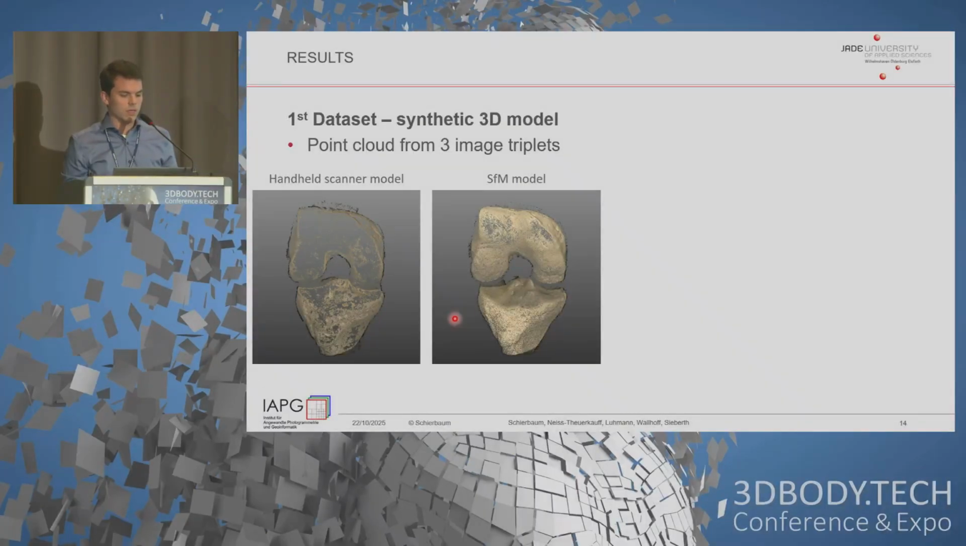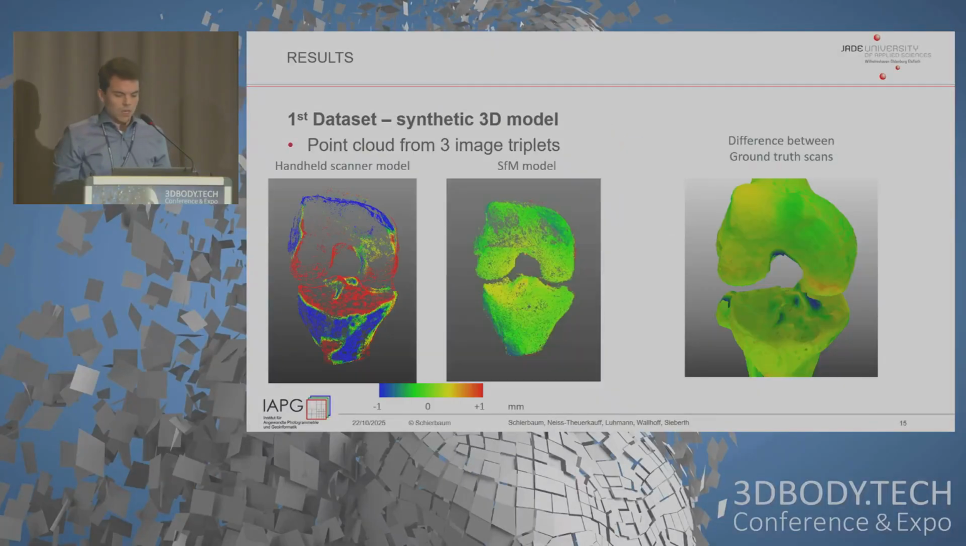If we look at the point clouds, the handheld scanner model doesn't really work; we have large holes in it, and if we look at the SFM model, it's really better. If we compare the point clouds with the ground truth scan data, you see the handheld scanner model really doesn't work. But for the SFM model, we have just deviations of 0.5 millimeters, so you can see most of these surfaces are green.